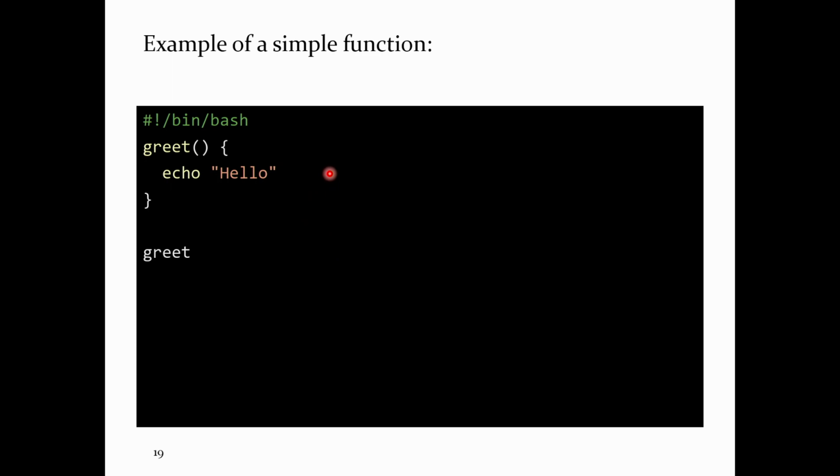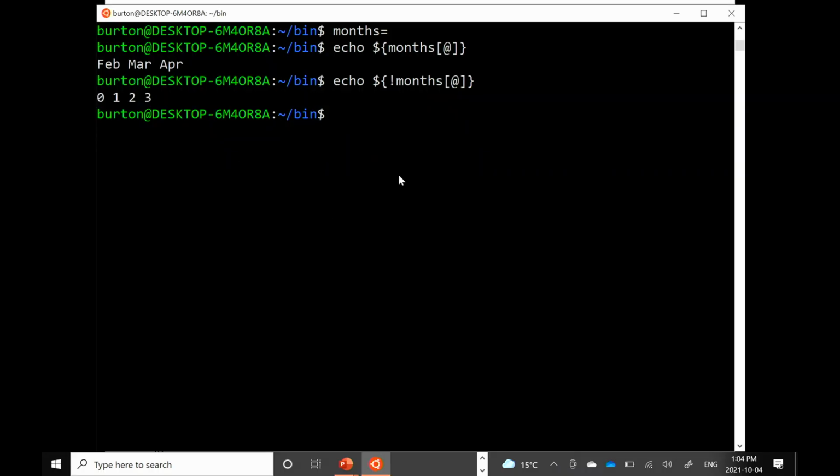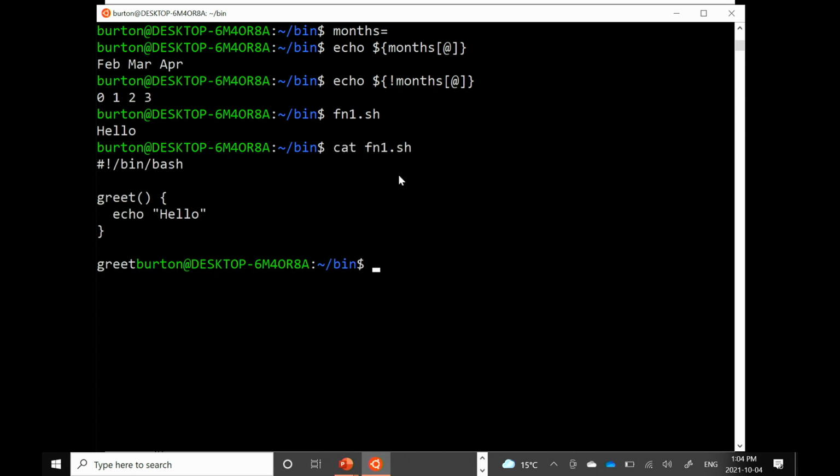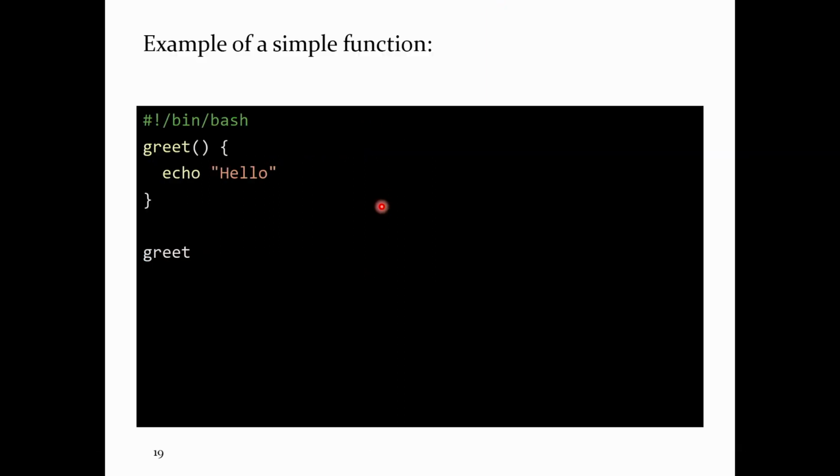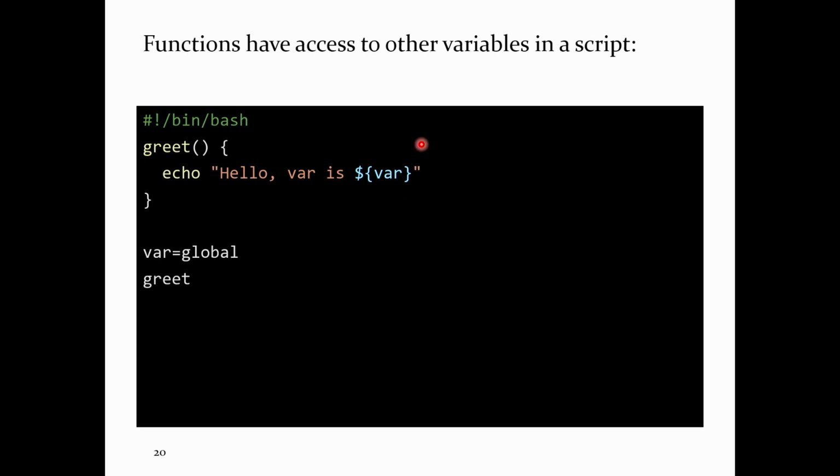So here's a simple function. I've got a script. It's got a function in it called greet. All greet does is print hello. How do you call the function? Well, you just write the function name. There's no round brackets or anything like that. It's just the function name. So there's the function. Okay, so that's a simple function that doesn't do much.